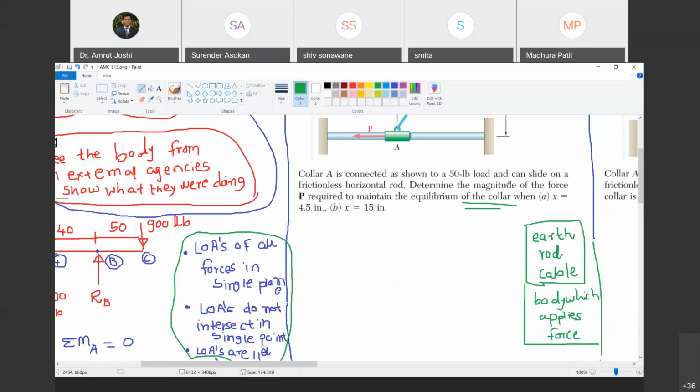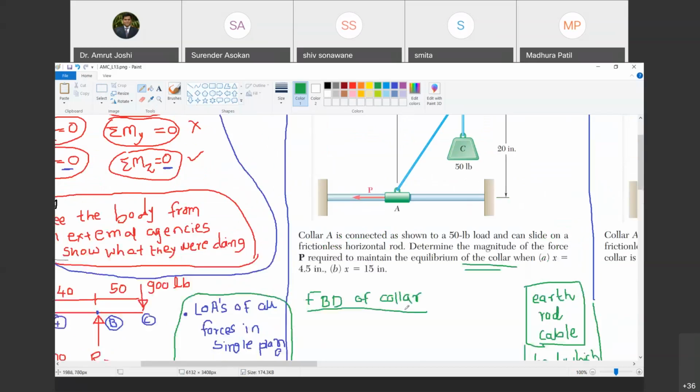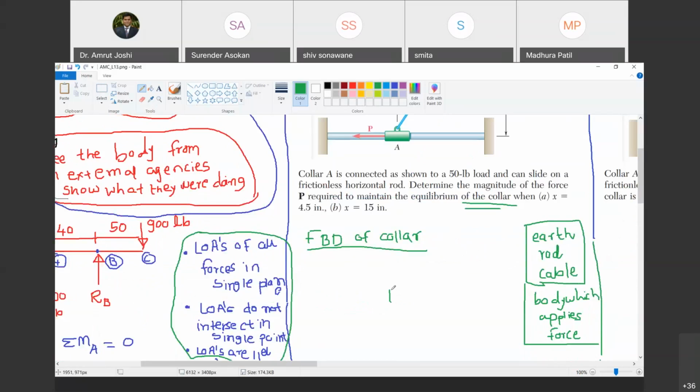Okay, so now let us write down. Let us draw the free body diagram of collar. So FBD of collar. You can as well write it as only FBD. But if you write it as FBD of collar, that gives the sense of maturity to the examiner. Not to the examiner, even for yourself. You should write whose FBD you are going to draw. So, the free body diagram of the collar that I am drawing now.